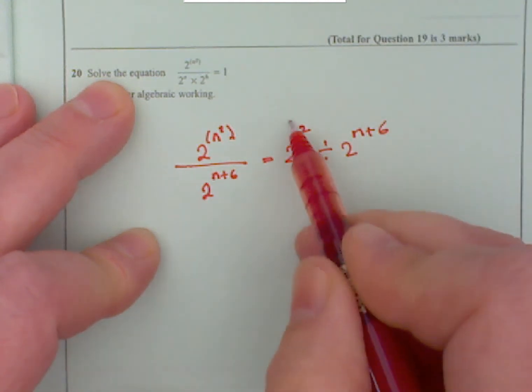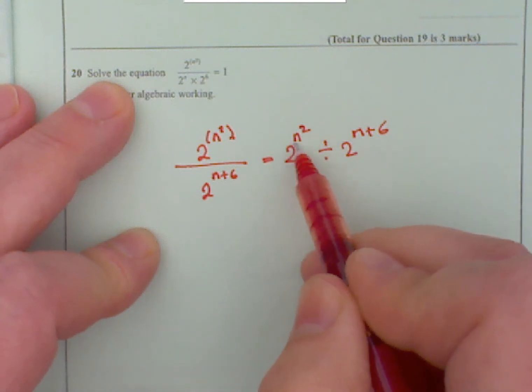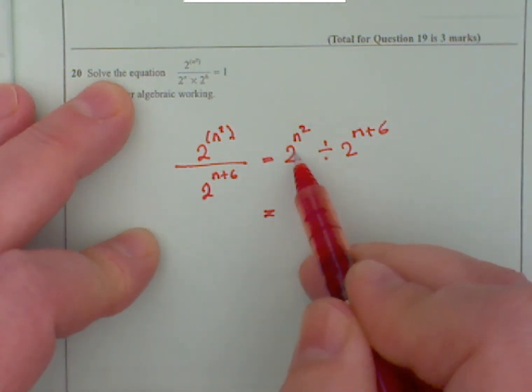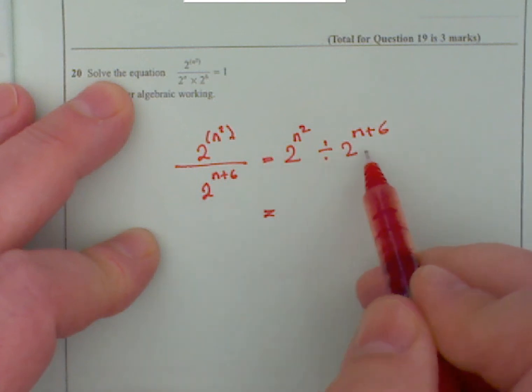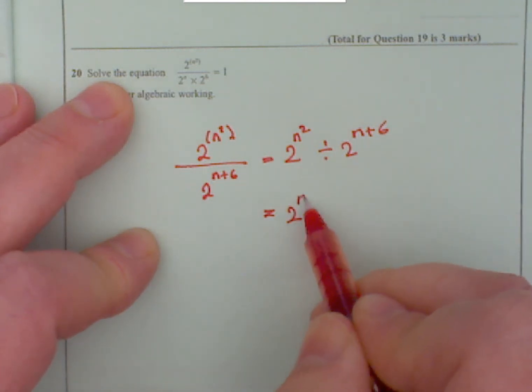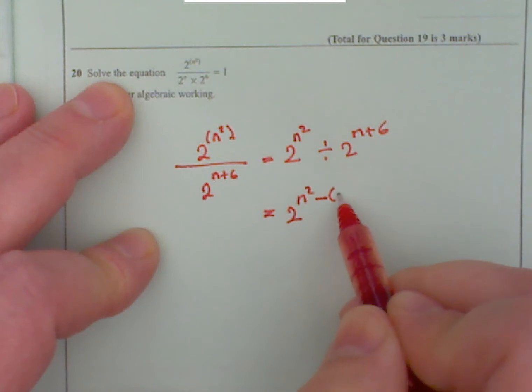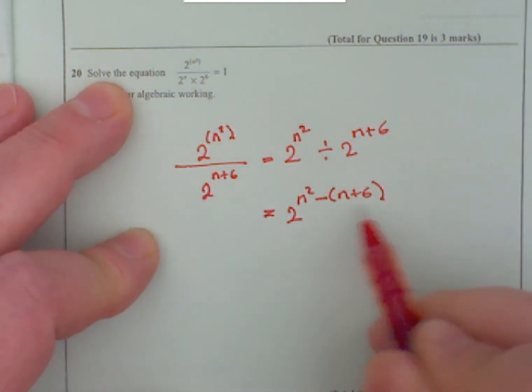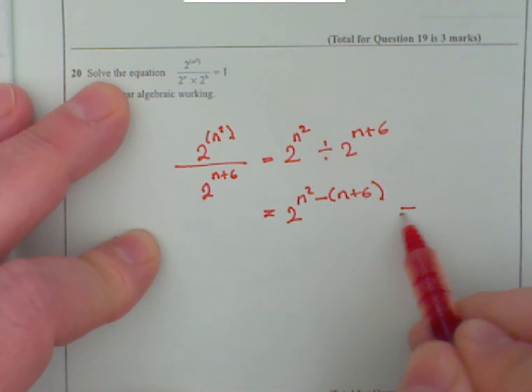Again, if we remember our rule, we do exactly the same with the algebra that we do with regular numbers. If you had 2 to the power 7 divided by 2 to the power 5, you'd subtract. I'm going to do the same. So 2 to the n squared minus n plus 6, okay? And now I'm going to remember that this is all equal to 1.